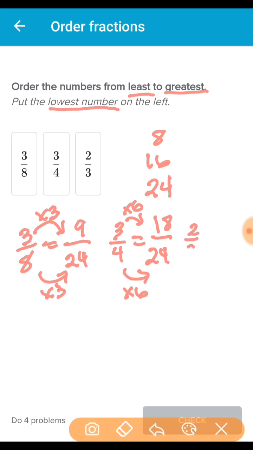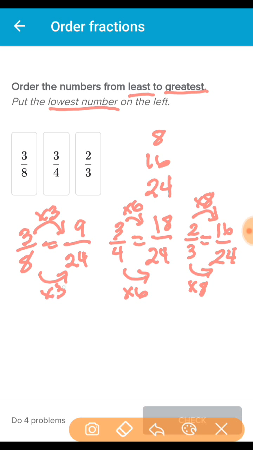And for 2/3, if that had a denominator of 24, I'd have to multiply 3 by 8, because 24 divided by 3 is 8. 3 goes in 24 8 times, whichever way you like to say it. And so that means that 2 times 8 would give you 16.